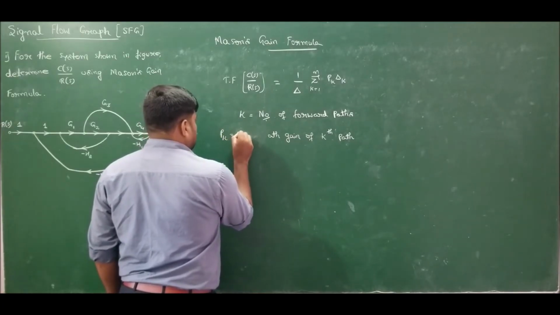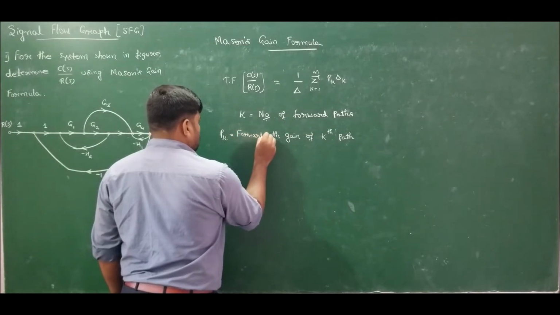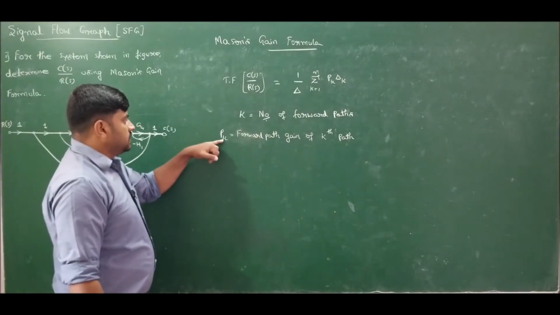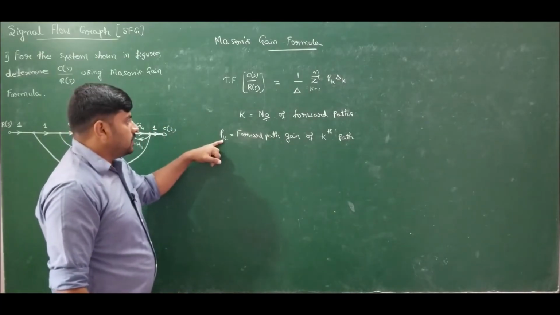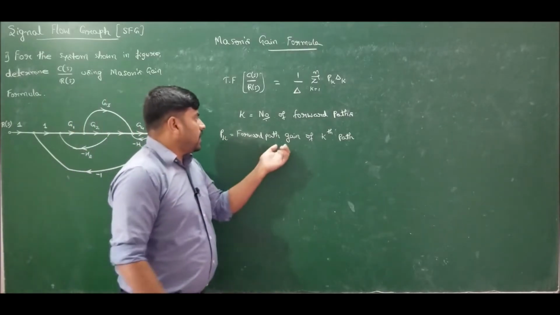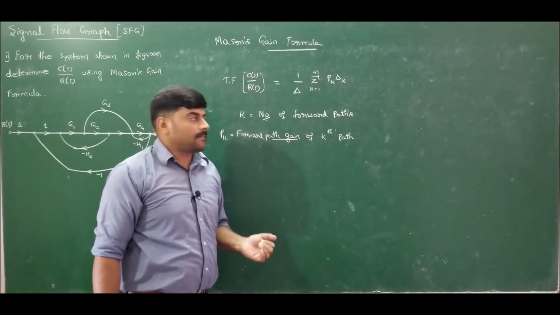Pk is nothing but the forward path gain of the kth path. This k varies from 1 to n. So for the path under consideration, you should determine the forward path gain. What is path gain? It is a product of branch gains.